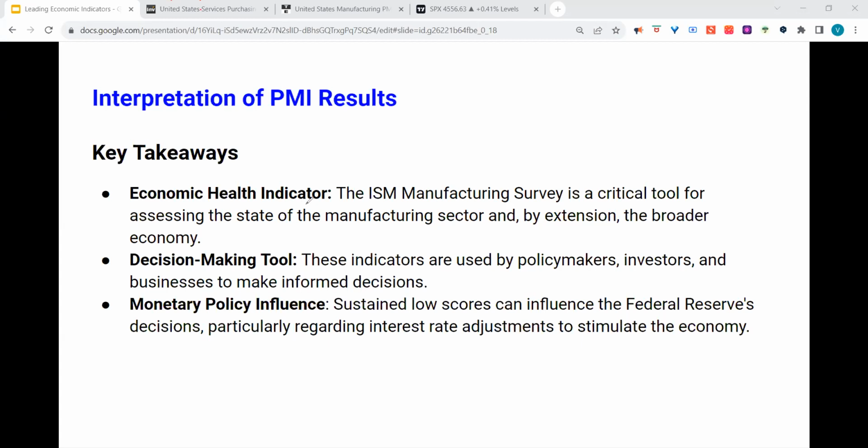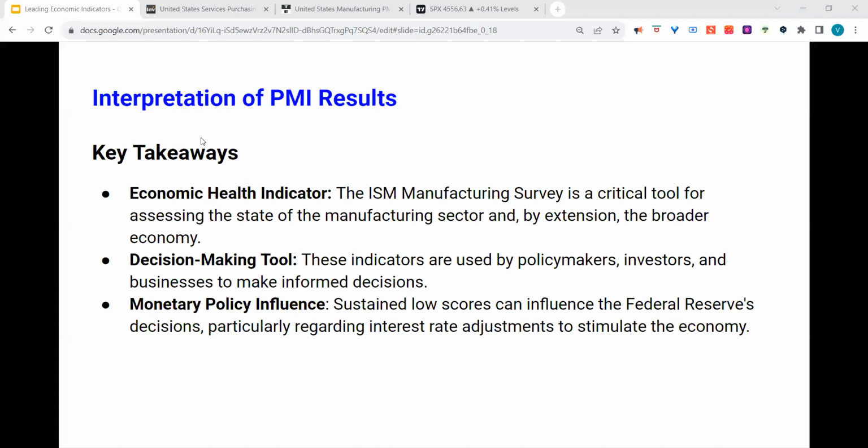These indicators are used by policymakers, investors, and businesses to make informed decisions about the overall state of the economy. Right? We again discussed what the Fed can possibly do when there is a sustained low score, for example below 40 or below 45. This can significantly influence the Federal Reserve to adjust the interest rate, in this case to cut the interest rate to stimulate the economy. So that is the broader interpretation.